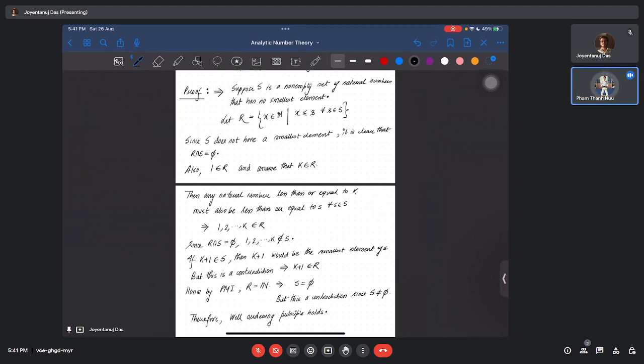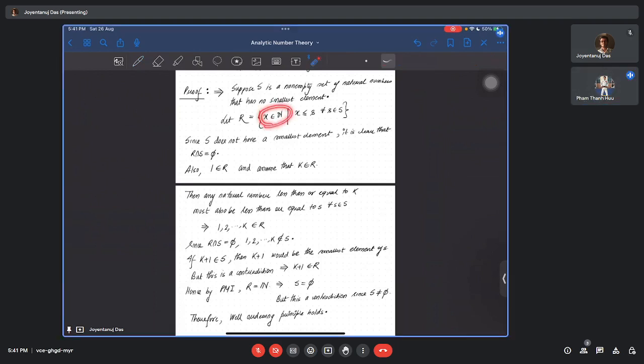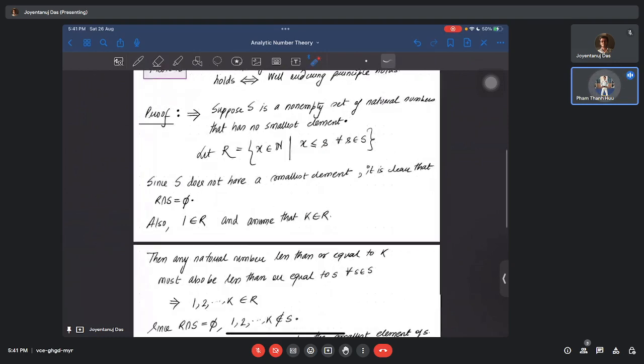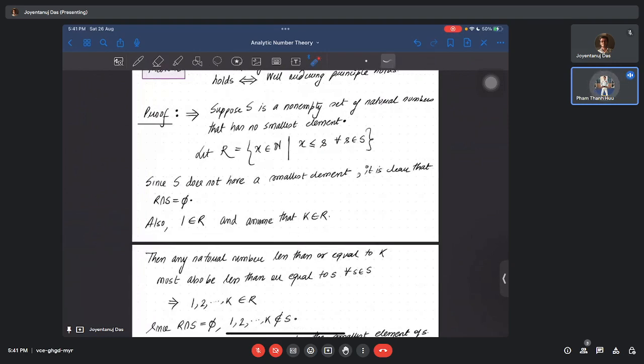Yeah, it's okay. Let S belong to N. We are taking all those natural numbers, and if the intersection of R with S is not equal to empty, only in the case of S equal to empty is it right.